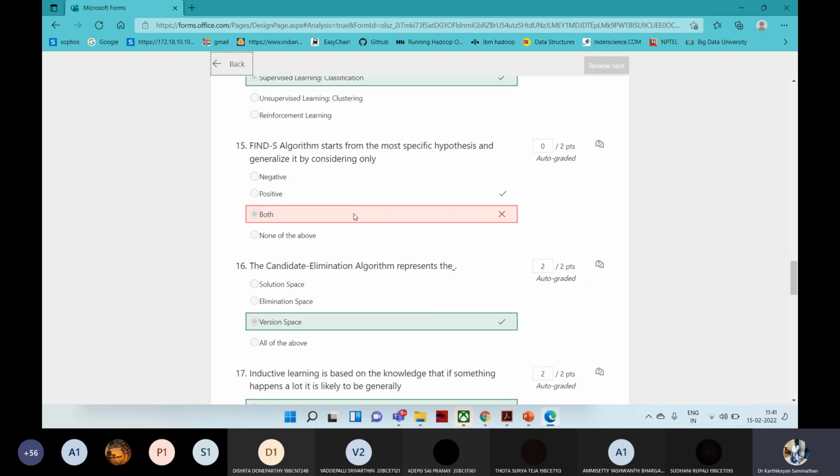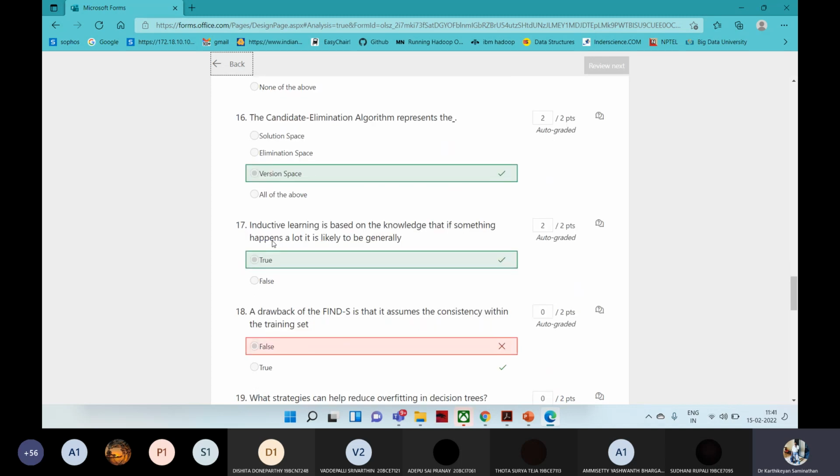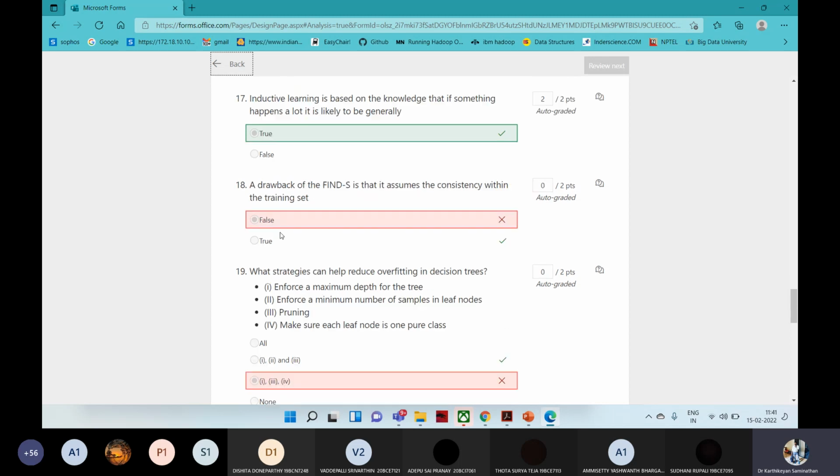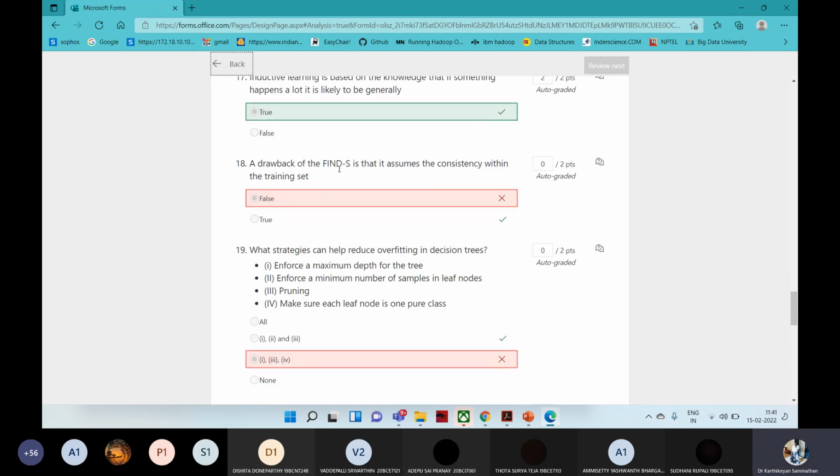Find-S algorithm works only for positive hypotheses, as you remember. Candidate elimination will work for both, but Find-S works only for positive hypotheses. Candidate elimination algorithm is represented with the version space. Inductive learning is based on knowledge, and yes, it is true. A drawback of the Find-S algorithm is that it assumes consistency within the training set. Yes, it assumes the consistency only for positive hypotheses. That is why it is true.